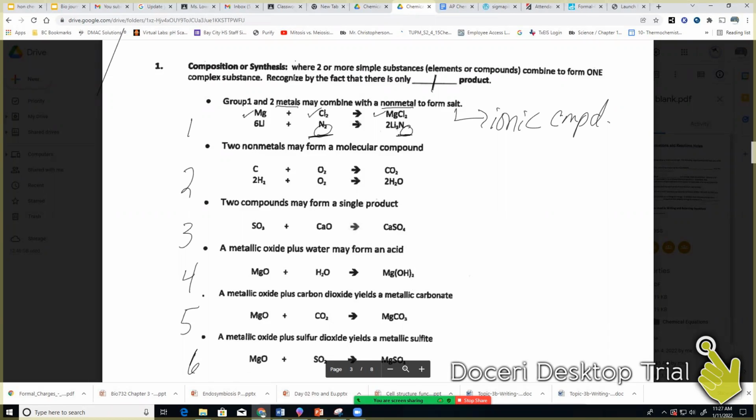My next one, I have 2 non-metals, and those are going to come together to form a molecular compound, and the molecular compounds are the ones that use the prefixes.